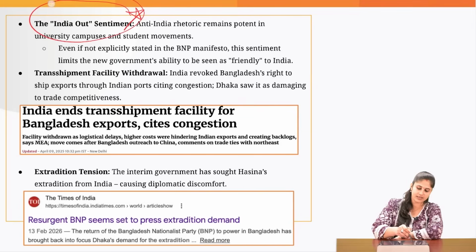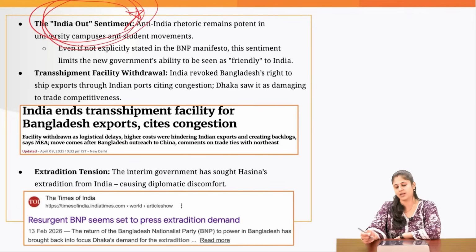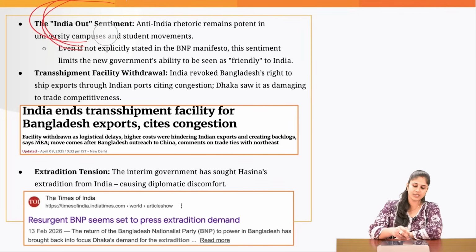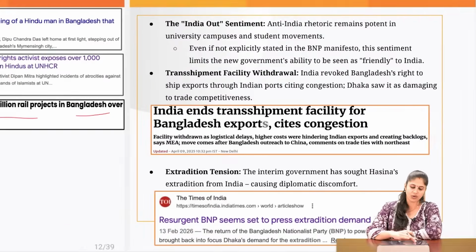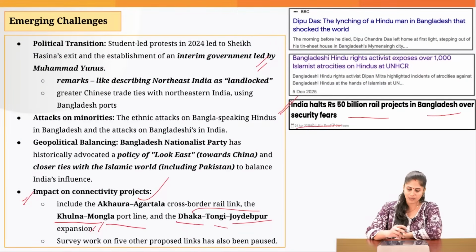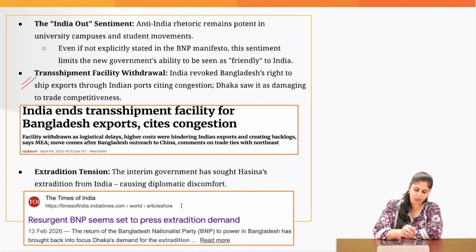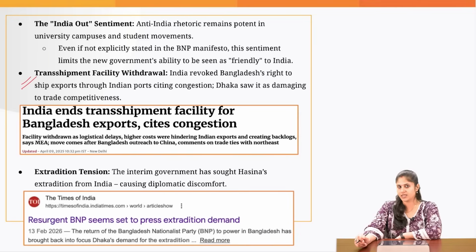And that is the reason this India-out sentiment is on the rise. This was not the case when Sheikh Hasina was in power. And keeping in light the deteriorating relations and this controversial remark made by Muhammad Yunus, India stopped its transshipment facility which it used to earlier provide to Bangladesh.